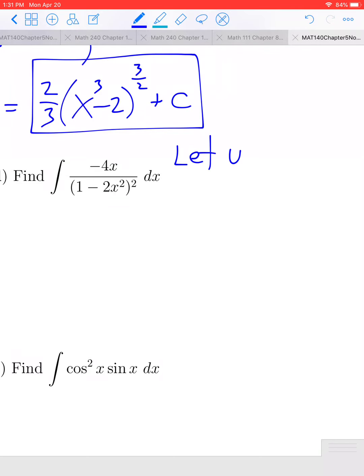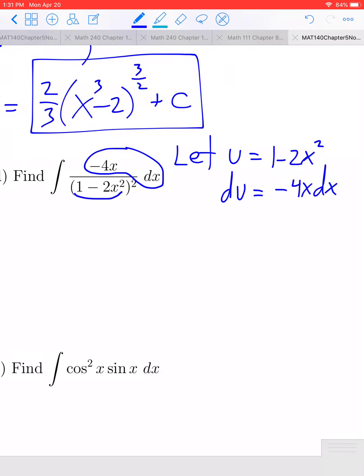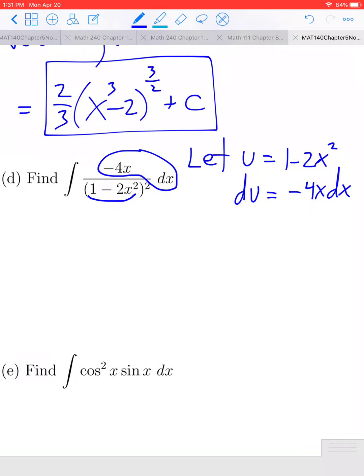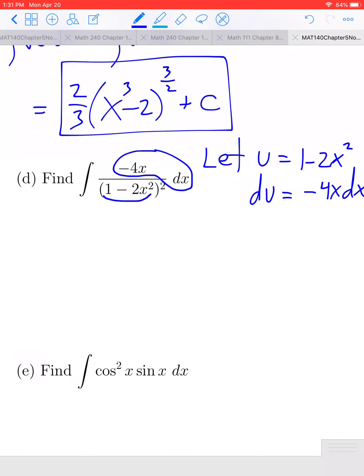However, if I just look at what's inside of that power, within the denominator we see that we have something that's being raised to the second power. Let's let u be that thing. It's going to be 1 minus 2x squared. Notice that our du, if I take the derivative, gives us a negative 4x dx, and that's exactly what we have remaining in the numerator. So let's do this substitution. The substitution will work.